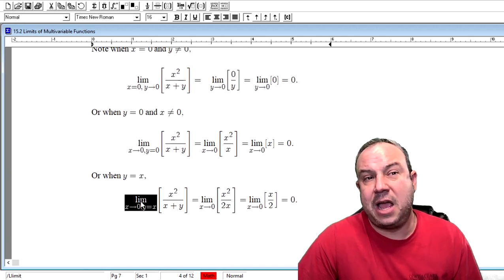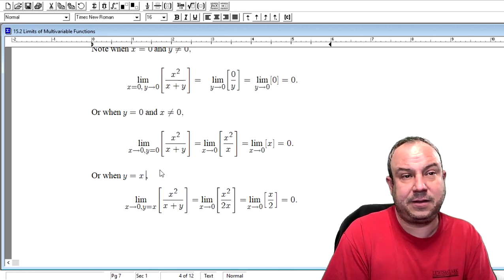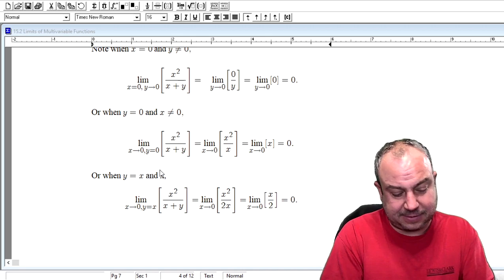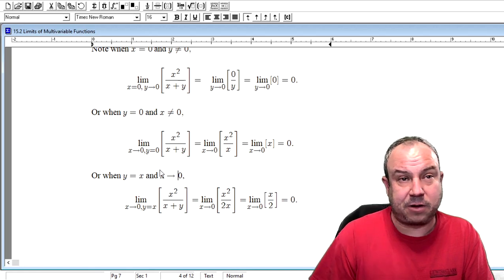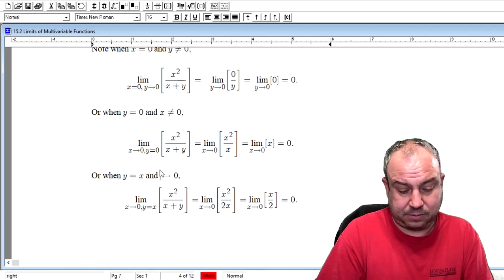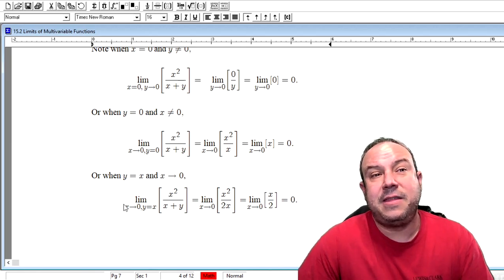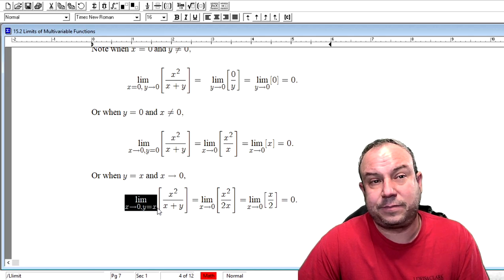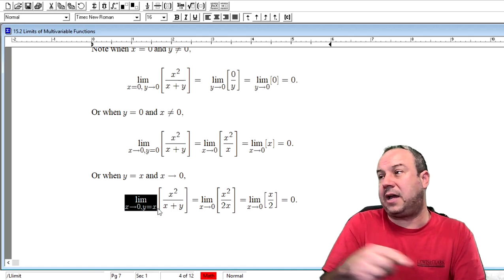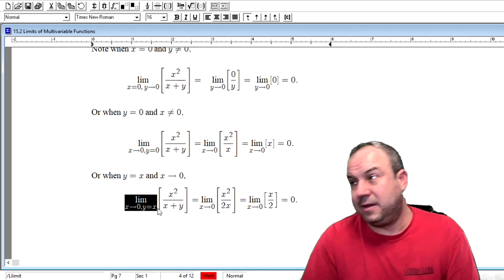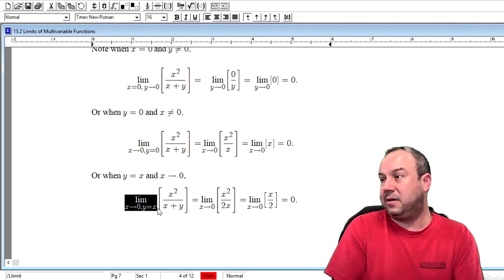That would be on that approach. That limit would be stated this way. We're going to let y equals x and let x approach 0. We could also let x equal y and let y approach 0. That would also work equivalently.